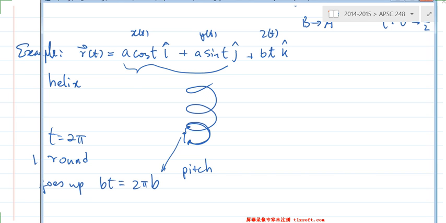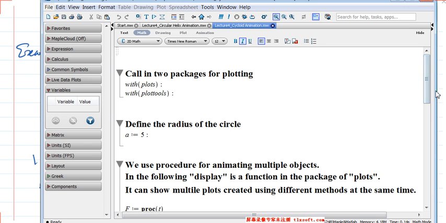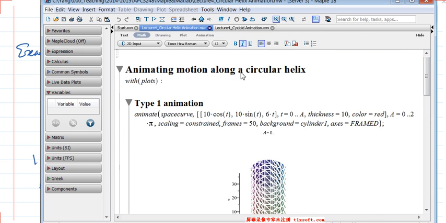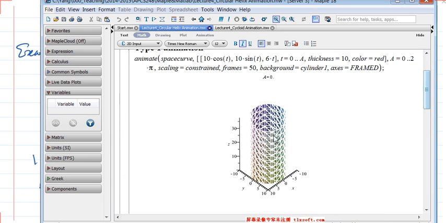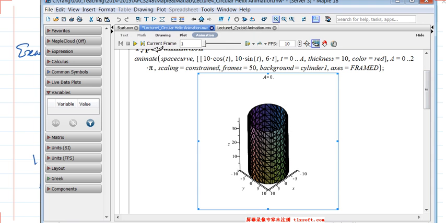Okay, so there's a Maple file here. You can play around with it. Essentially it has animations of the spiral motion.